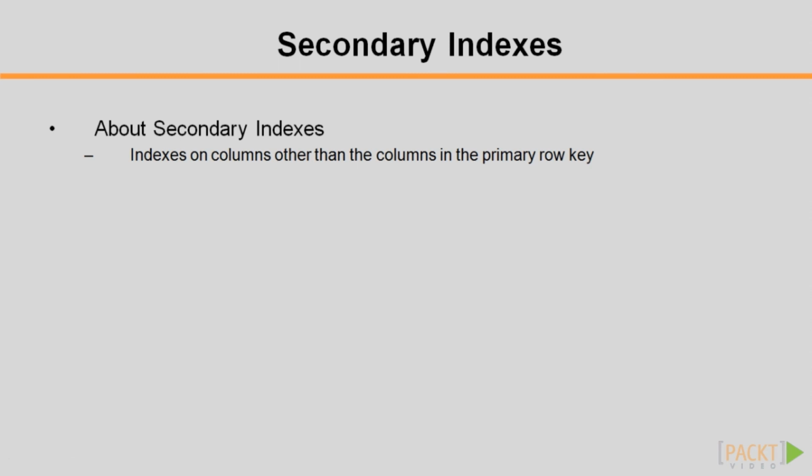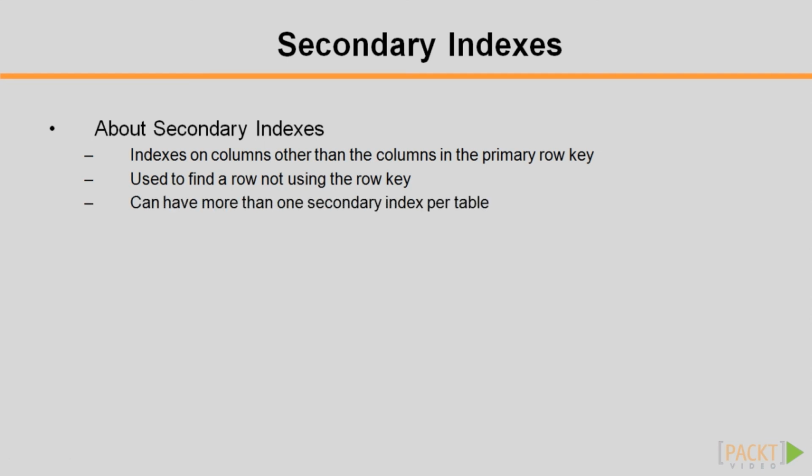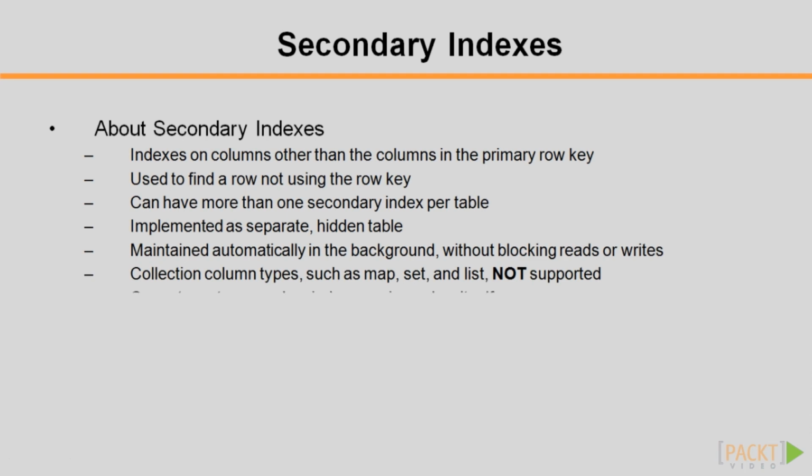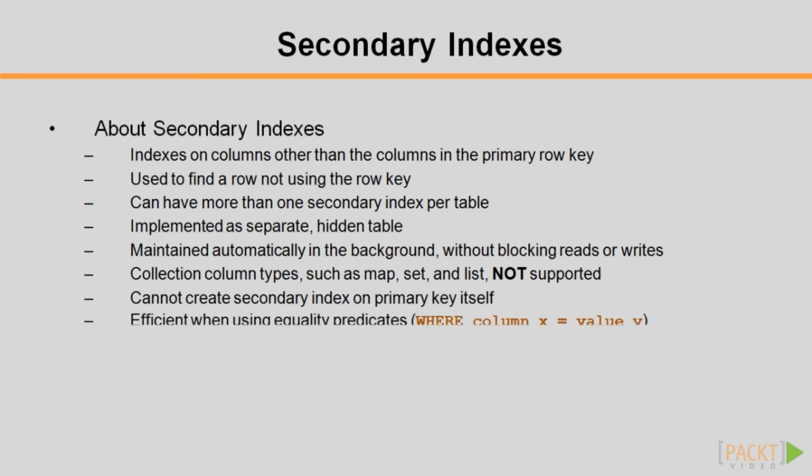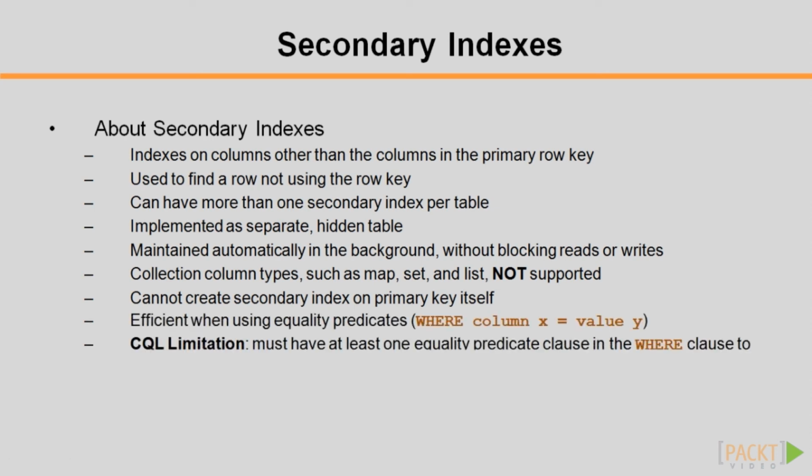Cassandra supports secondary indexes on columns other than those in the primary row key to find rows not using the row key. Each table can have more than one secondary index. Behind the scenes, it's implemented as a separate hidden table maintained automatically by the internal process. It doesn't support collection column types and can't be created on the primary key itself. It's most efficient when using equality predicates. It's indeed a limitation that you must have at least one equality predicate clause to hopefully limit the set of rows that need to be read into memory.